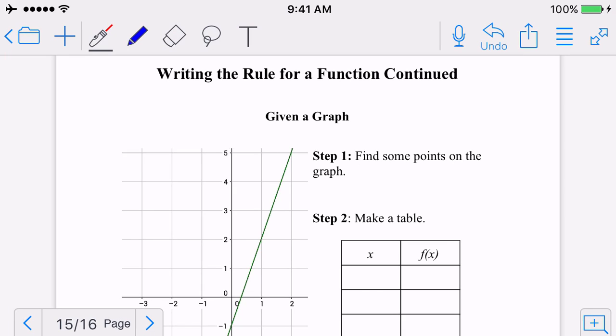All right, last one. You guys are almost there. So now we're going to write our function rule, this time given a graph.